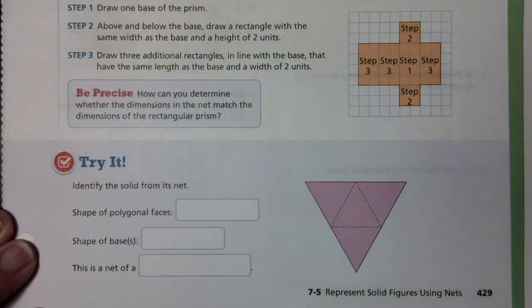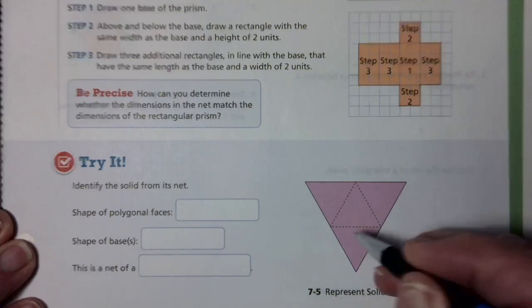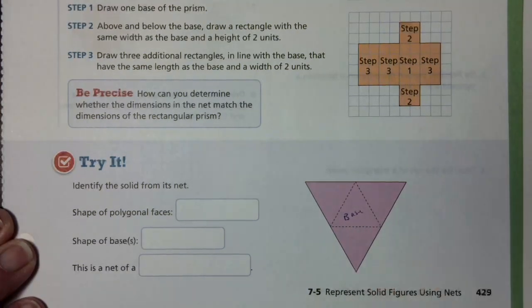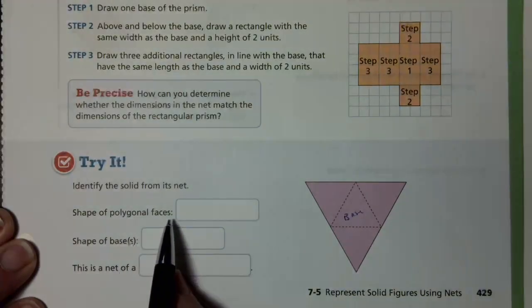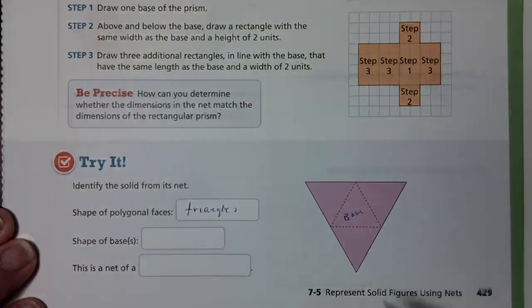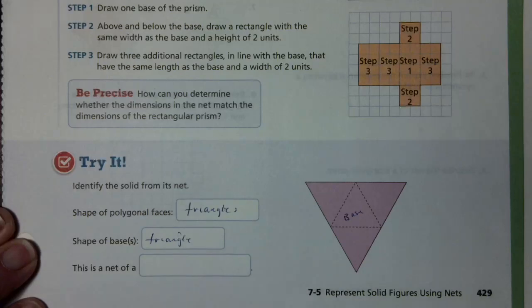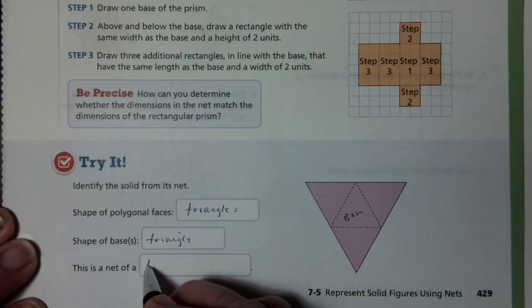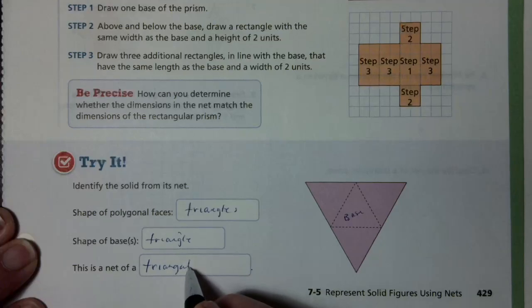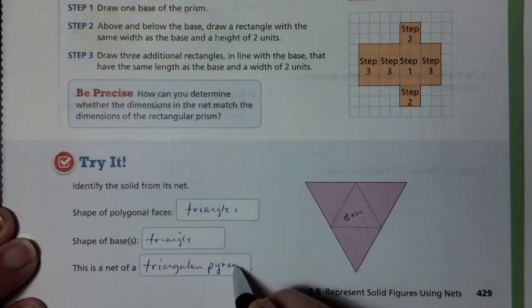Identify the solid from the net. Well, see these dotted lines? If I fold and fold and fold and bring that up, my base is going to be right there. The shape of the polygonal faces is going to be triangles. Triangle, triangle, triangle, triangle. The shape of the base is a triangle. So this is the net of a triangular, change the word just a little bit, and it's a pyramid, P-Y-R-A-M-I-D, because it's going to come to a point.